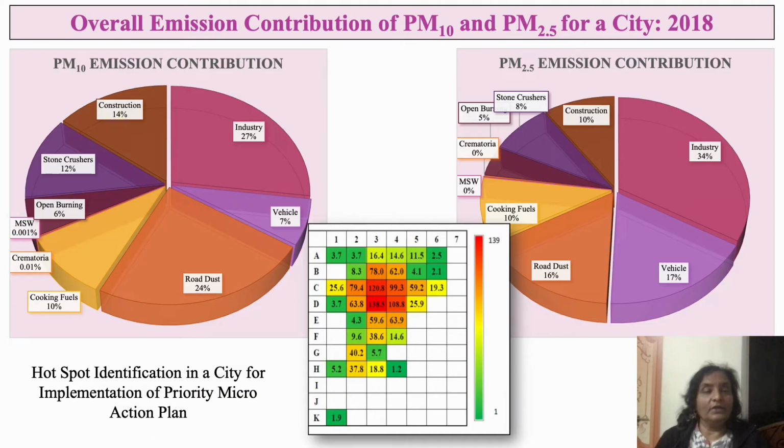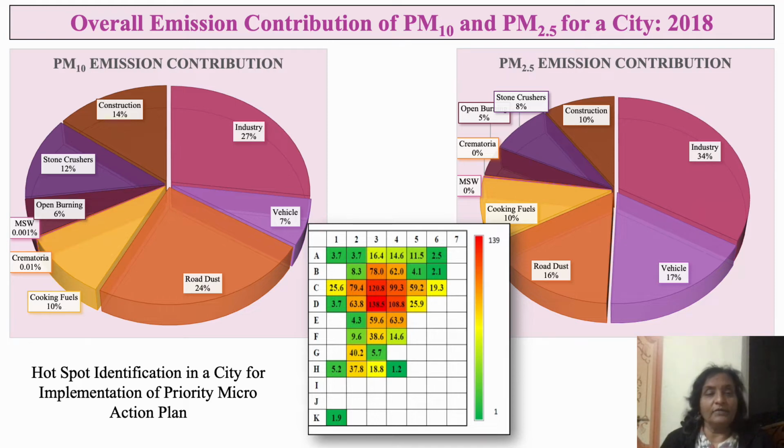Now, having done that, we come out with the total contribution in the emission inventory for all these emissions in terms of PM10 and PM2.5. For this particular city, we have seen that road dust is contributing 24%, industry 27%, vehicles 7%, construction 14%, and other activities. This is for PM10. Similarly, for PM2.5, 16% is coming from road dust, 17% from vehicles, industry 34%, 10% from construction, and 10% from other activities. So this is the overall emission contribution for PM10 and PM2.5 for a particular city for a particular year.